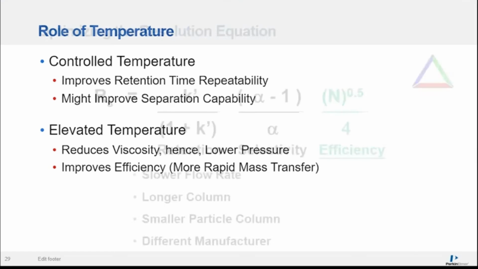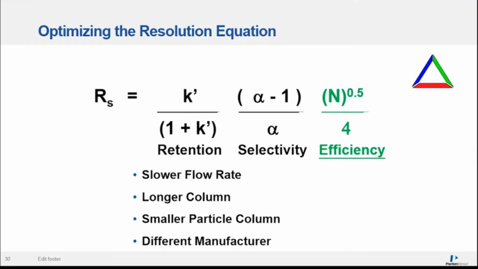The last component of our resolution equation is efficiency. And to be honest, this is something you do not have a lot of control of. This is a function of the column. The only thing that you can really do to improve this term is to make sure you're running at the optimum flow rate for your column. But if you are at the optimum flow rate, that's where it ends. There's nothing else you can do. So again, if you need more efficiency, you might look at a longer column. You might look at a column packed with smaller particle size. Or you might even look at a different manufacturer, because not all columns are the same.